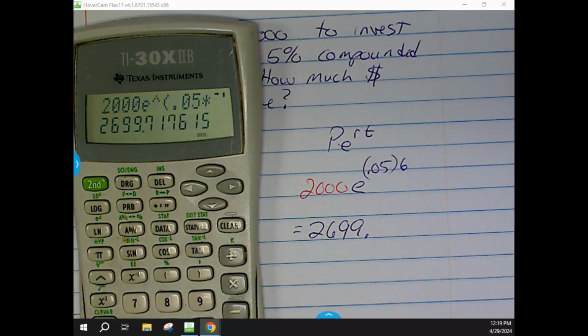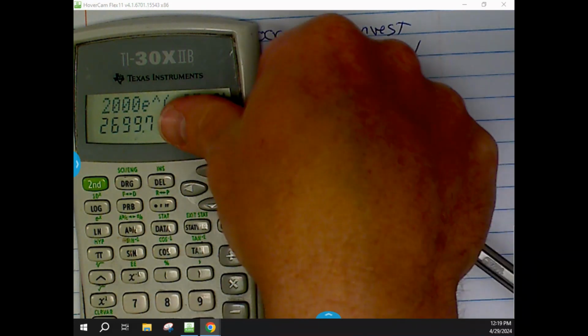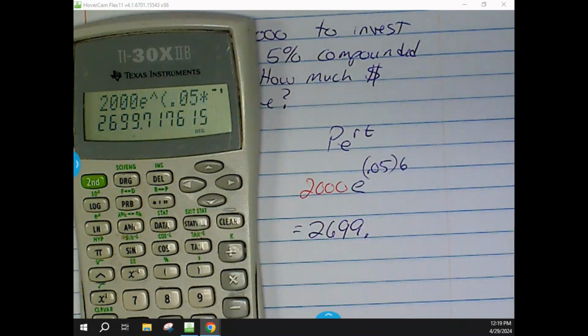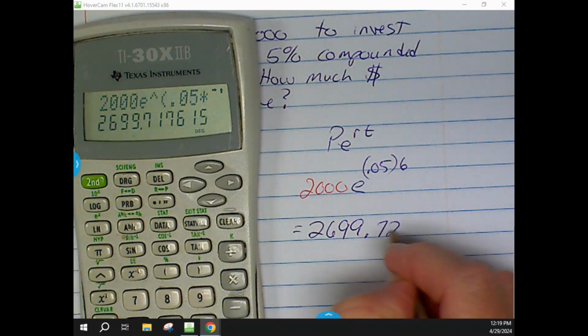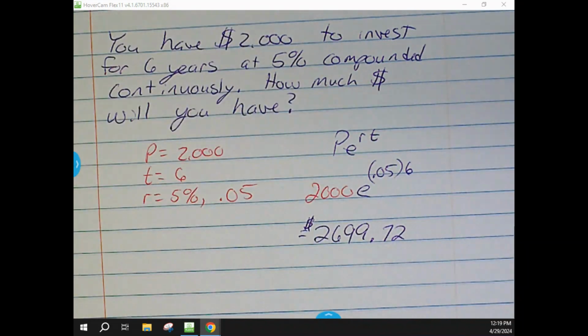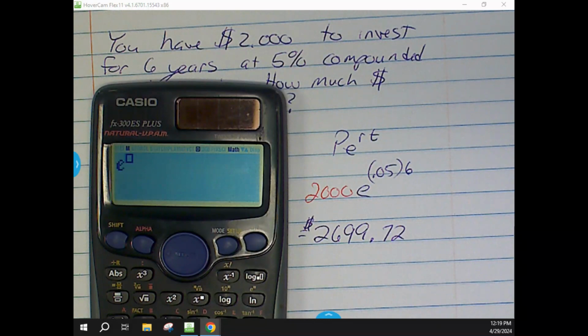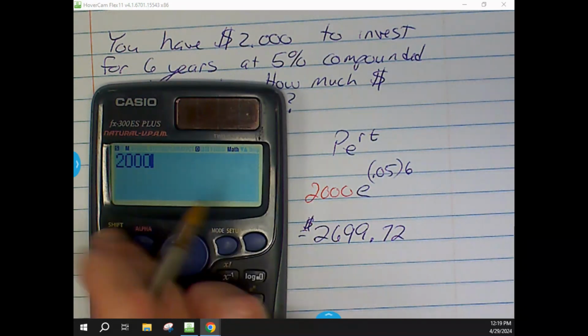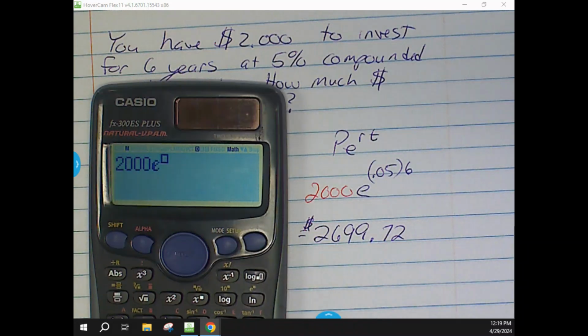Okay, and again, it comes down to can we round it or not? Here's how we round it off. Again, you got to go 2 decimal places. So we know it's 71. The 7 in that case will bump it up to 72 because it's bigger than 5. Okay, and if you're on the Casios, it looks basically the same. We've got 2,000, get your E button, and then 0.05 times 6. There you go, same answer.